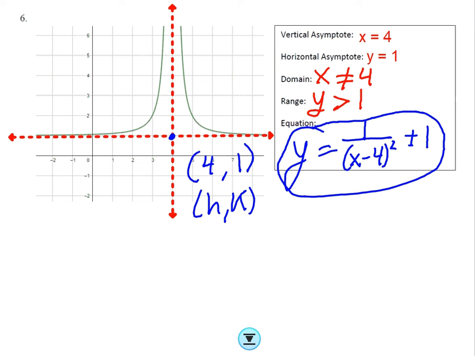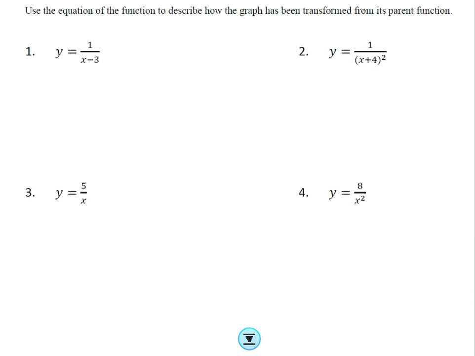You can tell if something has been dilated if the a value is not 1. And we have talked about this earlier in previous units, just not with this specific type of function. But if you look at number 1 here, all of these say use the equation of the function to describe how the graph has been transformed from its parent function. So there are again 3 different things that could happen. You could translate up or down, you could translate left or right, or you could dilate. In this case, number 1, there is just a 1 here at the top, so it's not a dilation.